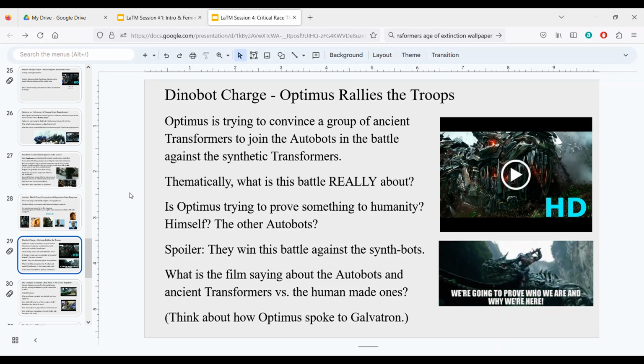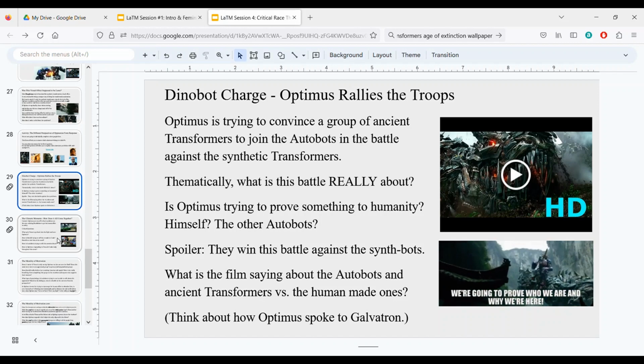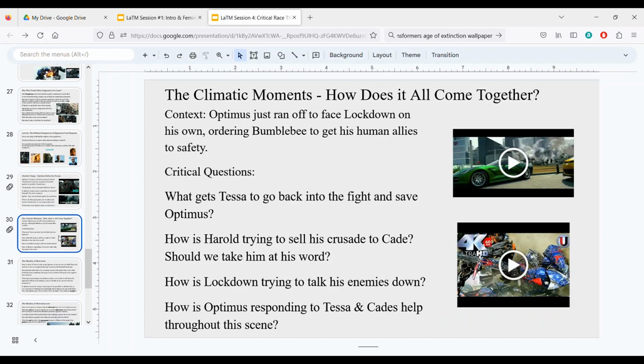Yeah. Do you see what I'm saying though? Oh yes, yeah. Just that the idea is like all the real Transformers are gonna go kick the ass of these fake Transformers. Oh, definitely. Yeah, definitely. Cool. And then final moments from the film.